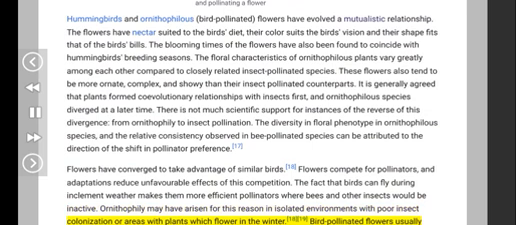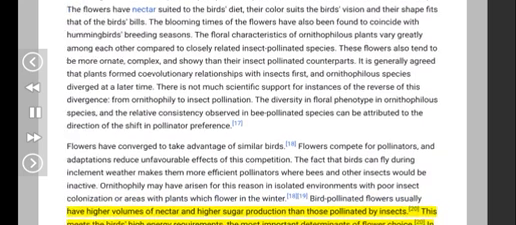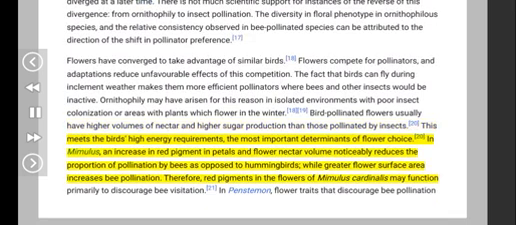Bird-pollinated flowers usually have higher volumes of nectar and higher sugar production than those pollinated by insects. This meets the birds' high energy requirements, the most important determinants of flower choice. In Mimulus, an increase in red pigment in petals and flower nectar volume noticeably reduces the proportion of pollination by bees as opposed to hummingbirds, while greater flower surface area increases bee pollination.